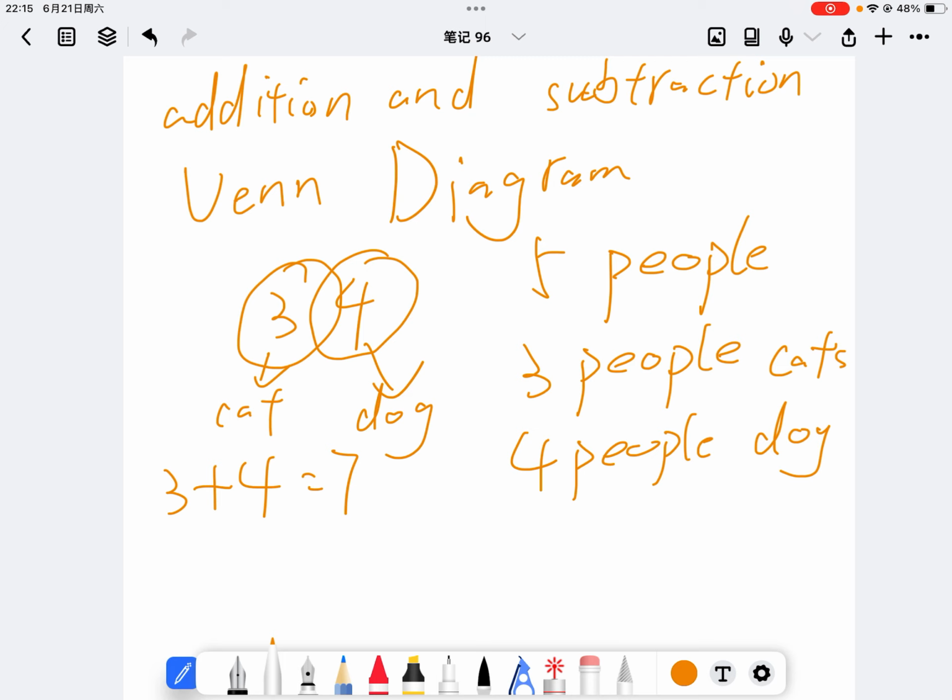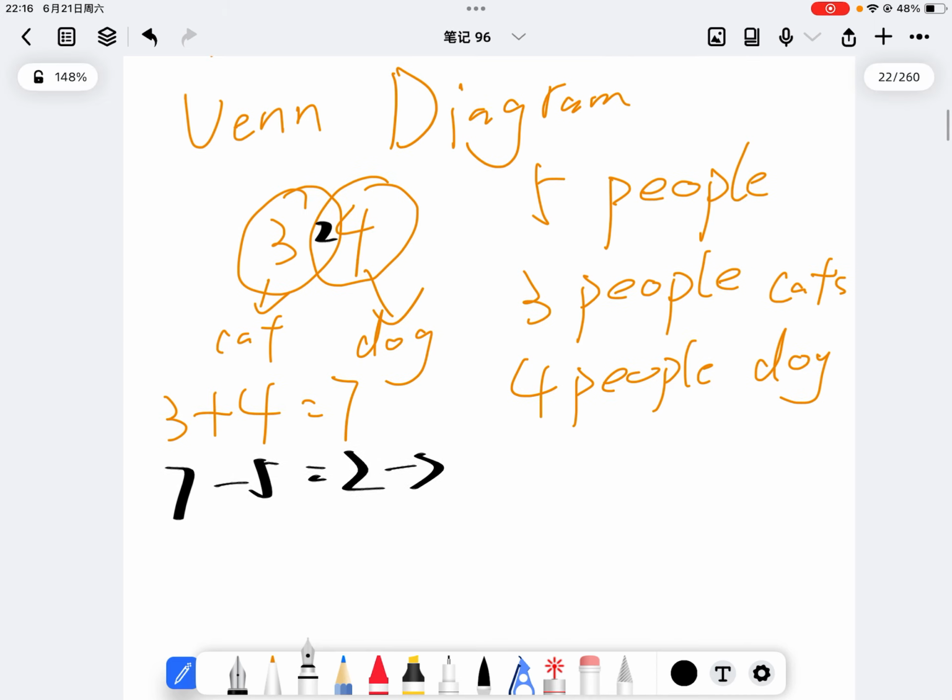So how many people are overlapping? We use 7 minus 5 equals 2. And 2 is the number of people who overlap, which is over here, 2. So actually, there are 2 people who love both dogs and cats.